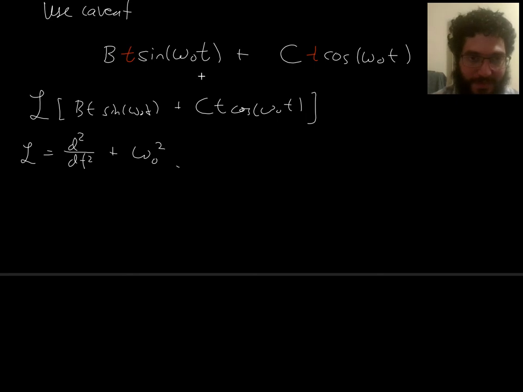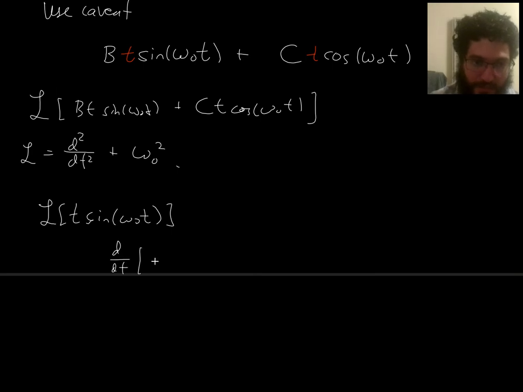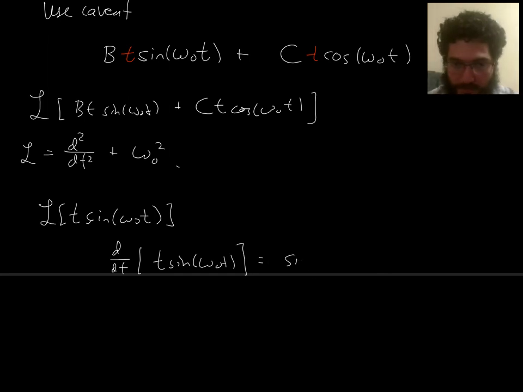So first derivative. Let's compute these individually. First, I'll work on this one. So how about the first derivative, d dt of t sine omega naught t. By the product rule, that's sine omega naught t plus omega naught t cosine omega naught t.